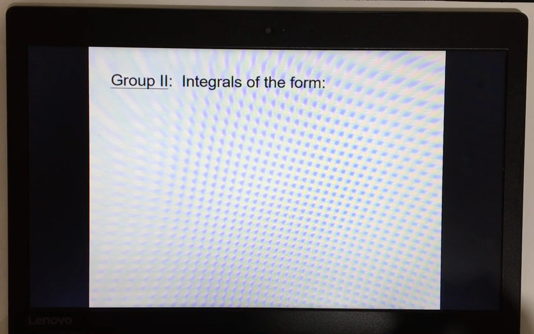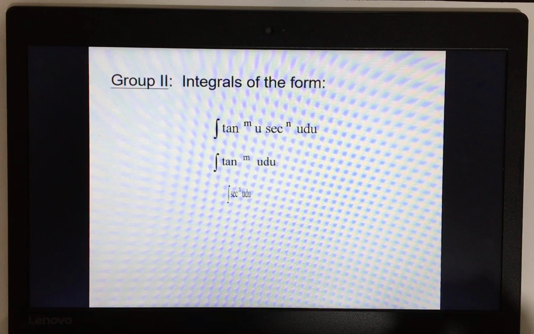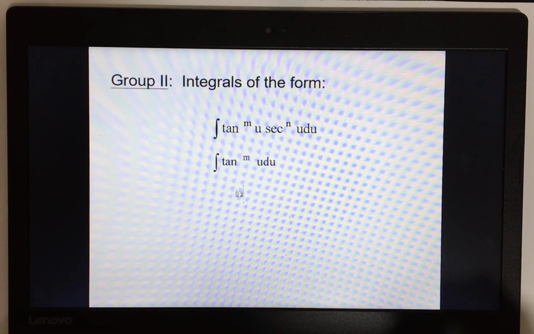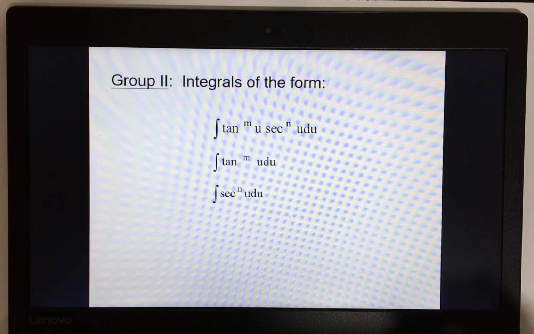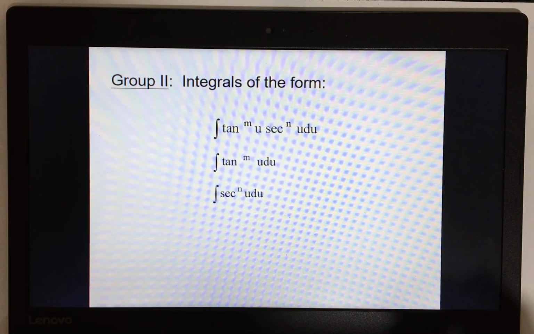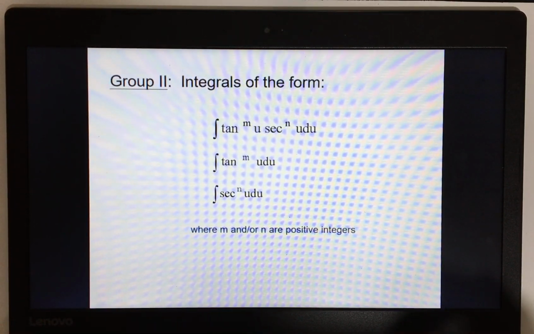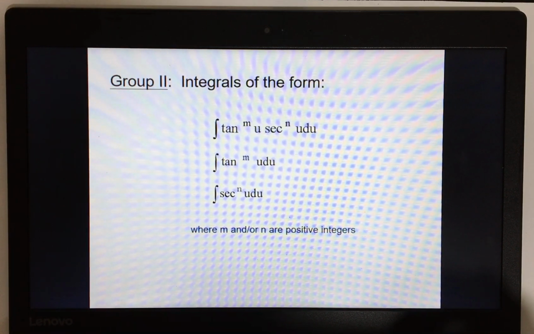Then after that we had discussed group 2 integrals of the form integral of tangent u to the m times secant u to the n du, and we have also the form integral of tangent u to the m du and integral of secant u to the n du. And then we also have cases here where m and or n are positive integers.